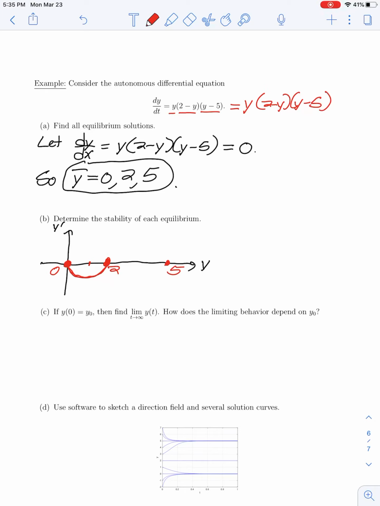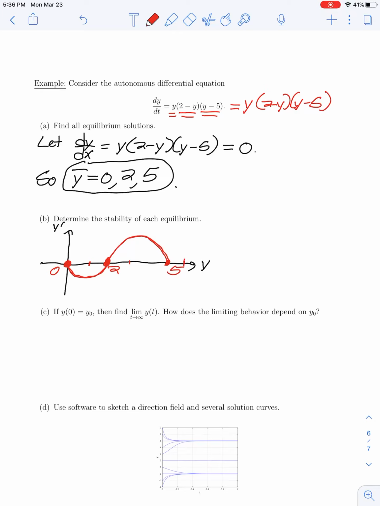Now, if I were to look in the interval from 2 to 5, we could choose another test value of y, say 3, and if we were to plug 3 into our differential equation, we would have 3 times (2 minus 3) times (3 minus 5). So the product of a positive, a negative, and a negative. So that product would be positive. So we don't know exactly what the graph of our curve looks like, but it's positive between 2 and 5, and it has to pass through 2 and 5.